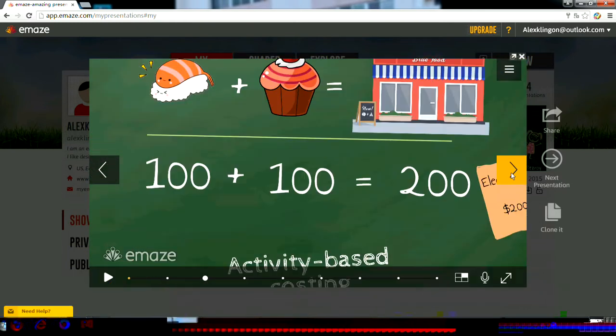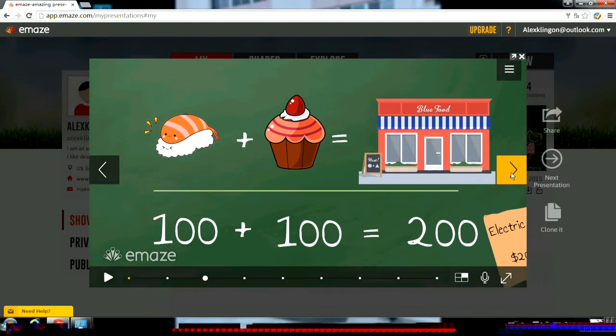So, what exactly is the difference between ABC and TCA? I could simply say that activity-based costing is complicated and traditional cost accounting is simple. Let me just give you an example. Imagine you have a small shop selling cupcakes and sushi, and this month you sell 100 cupcakes and 100 sushi for a total of 200 items.